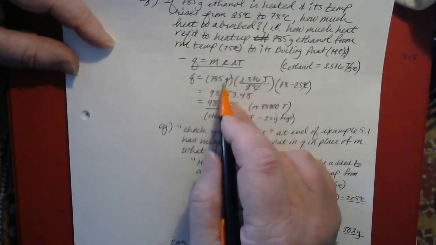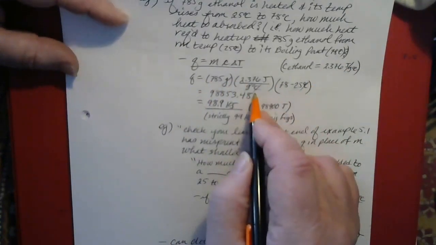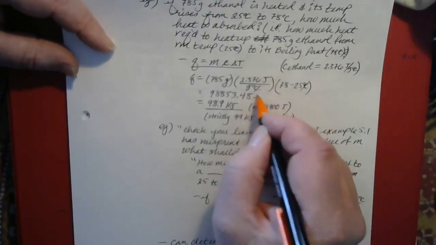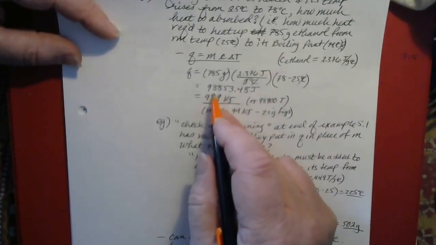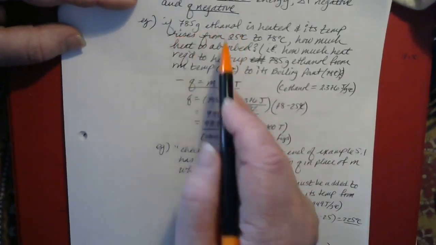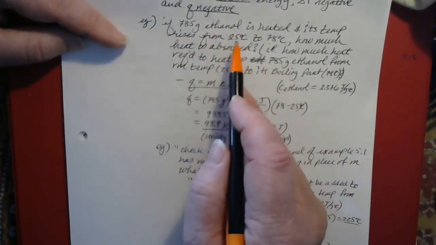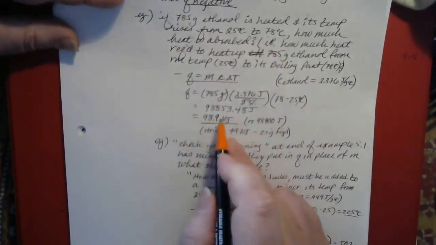98,853.48. And for the units, notice that grams cancel with grams and degrees Celsius cancel with degrees Celsius, and so joules would be the only unit left. And that number we got is way overboard on the significant figures. I'm going to be generous and say that this was 25.0 and that was 78.0. So we're going to use 3.